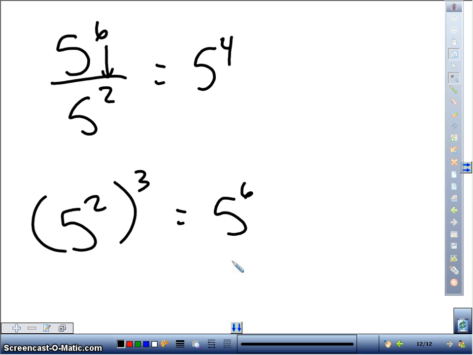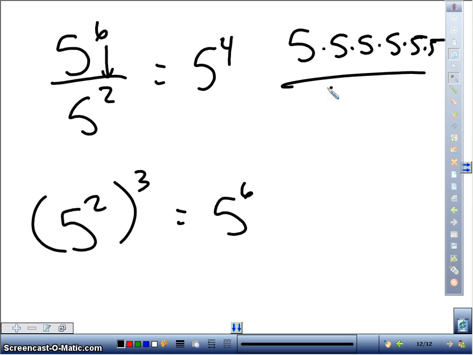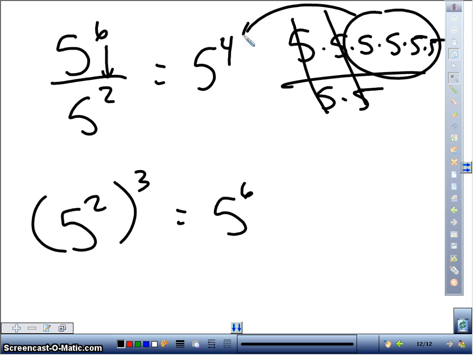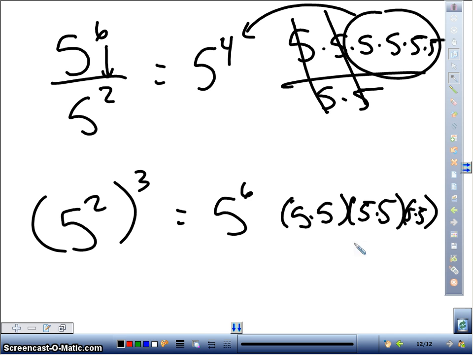Okay? Alright, and once again, you could go through and work these out if you were confused. You have 5 times 5 times 5 times 5 times 5 times 5, 6 of them. And then 5 times 5. And we know 5 over 5 is 1, so there's a big one there, and another big one. That leaves me with, you guessed it, 4 5s. Same deal here. I've got 5 times 5, but I've got it 3 times. 5 times 5, and 5 times 5. And how many 5s did they give me? 6 of them, just like that.